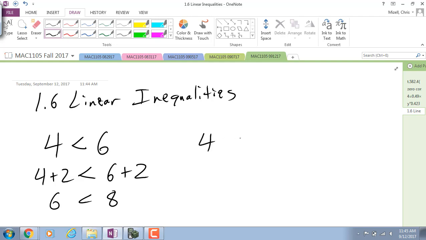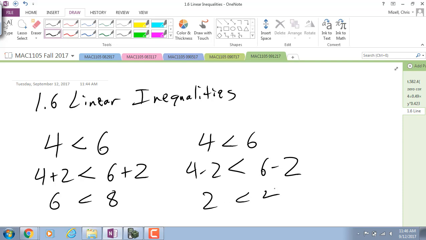Suppose instead of adding 2 to both sides, we subtract 2 from both sides. Can we still write the less than symbol there? Yes, we can. It's like comparing 2 quantities with a balance, and we remove the same amount. If they were off balance in a particular way to start with, they'll still be in that same direction. 2 is less than 4.